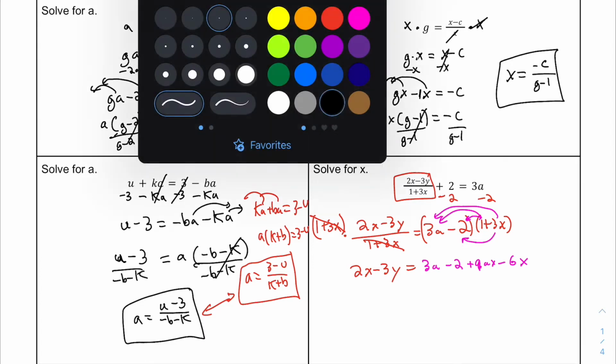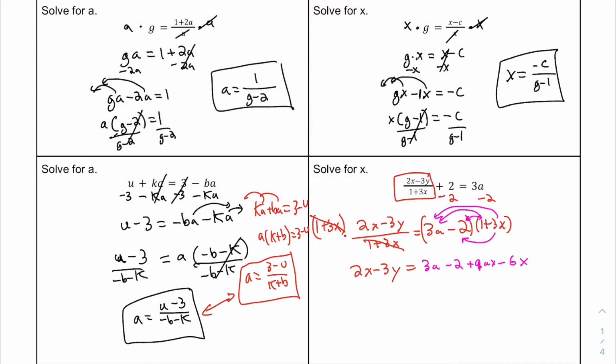From this point, I can look to combine all my like terms. I want all my x's on the same side. So here I will add 6x to both sides. I can add 3y to both sides. And I can subtract 9ax from both sides. So on my left-hand side of the equation, 2x and 6x combines to 8x, and then minus 9ax. On the right-hand side of my equation, I have 3a minus 2 plus 3y.